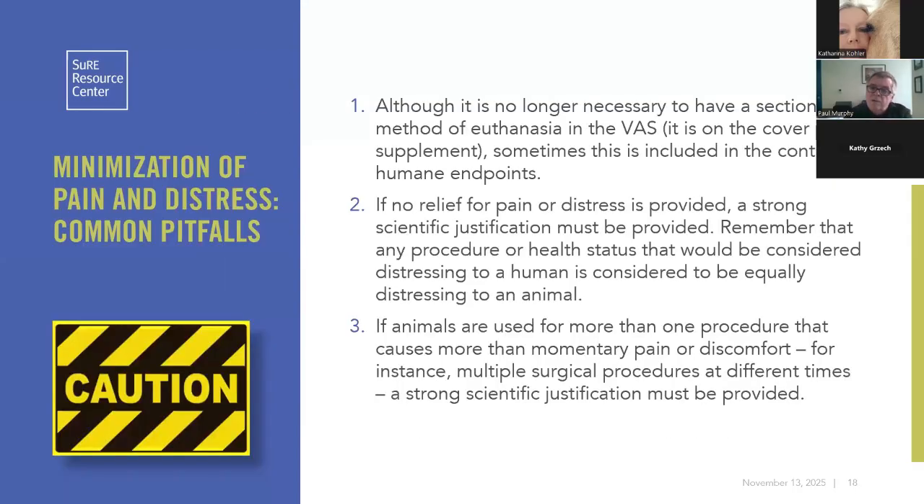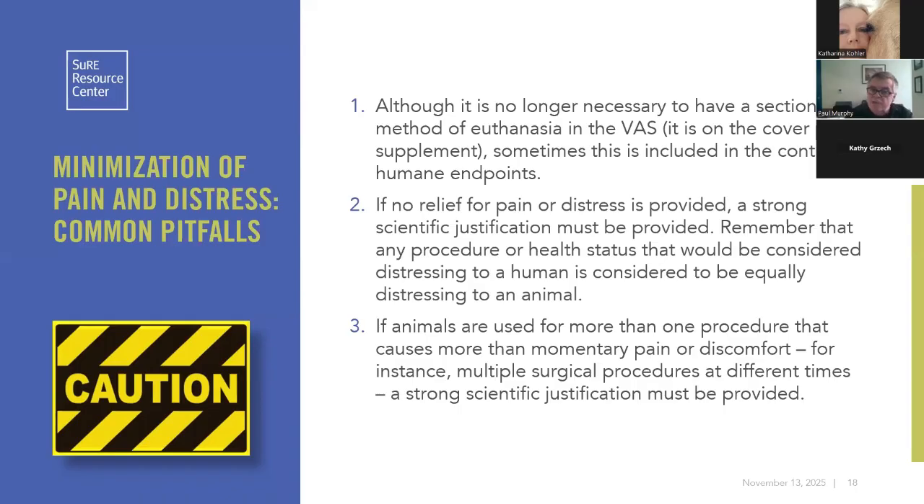Okay, now it's no longer necessary to include the method of euthanasia in the vertebrate animal section itself. Remember, sometimes it is included in the context of humane endpoints, so you can mention it in there if you think it's worthwhile. If you have no relief for pain or distress, this is what we call a category E procedure. You have to provide a strong scientific justification.